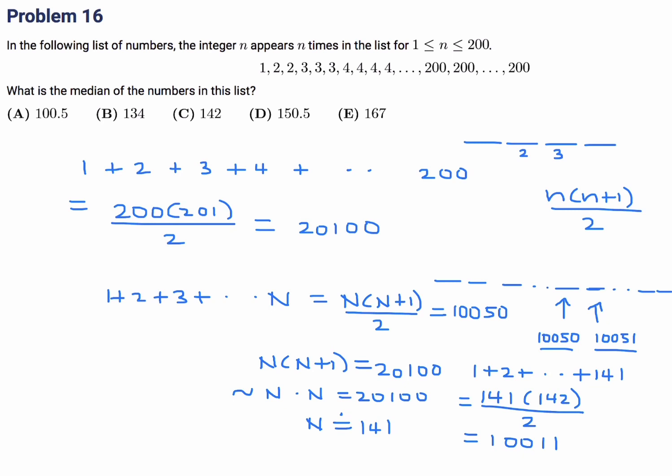The next term after that would be 142. So after this, you would have 142 142s. So there we go. I just have to take the average of these two. Well, obviously, the average of those two will be 142. So number 16, the answer is C.